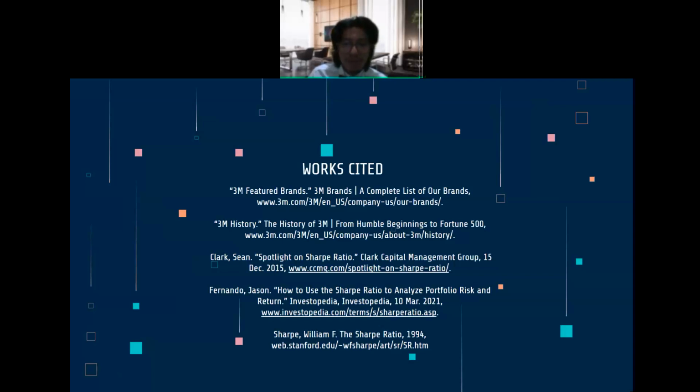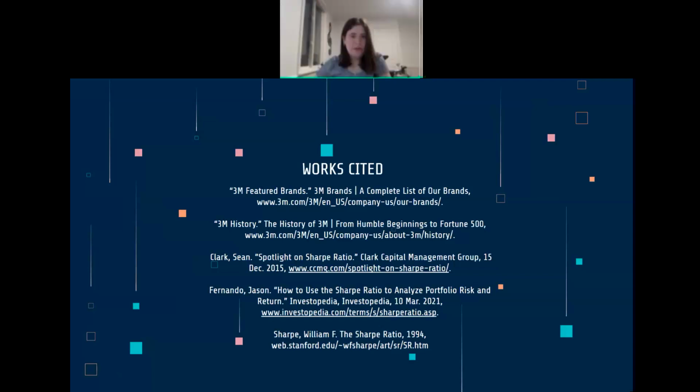Here are some of the references that we used in researching the history of the 3M stock and also learning a little bit about the Sharpe ratio. We read up on these sources before we started the project.